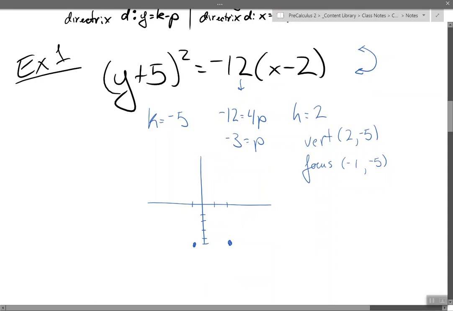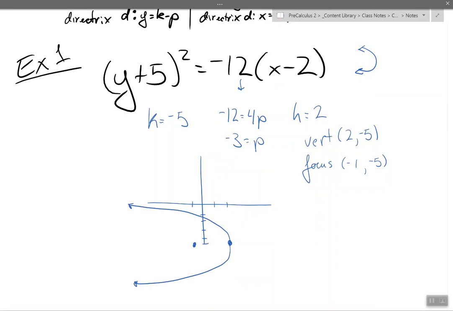So we said this thing is opening to the left. And if we just rudimentarily draw in that parabola, we have the focus being, and this is not math terminology at all, eaten by the parabola. So that's the best way to think about it: the parabola should always be eating the focus. That way you know you've got it plotted on the correct side of the vertex.